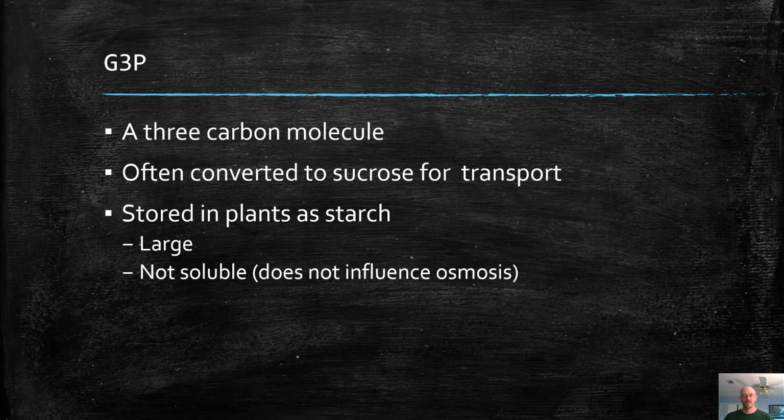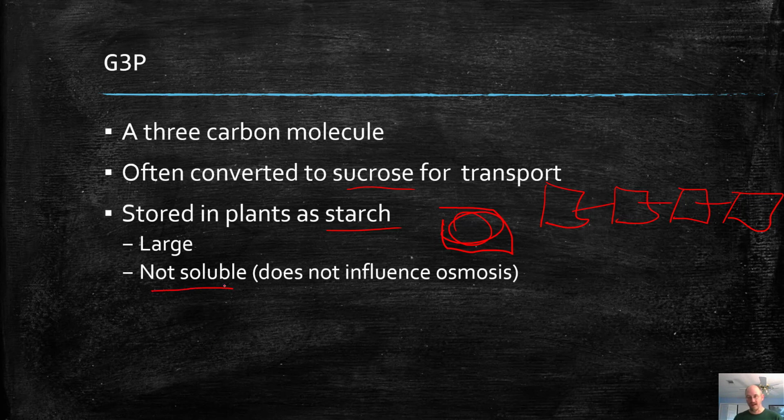A lot of times it's converted to sucrose or table sugar for transport by the plant, and then later on it's turned into starch for storage. Why starch? Because starch, as we'll learn later, is, I'm just gonna draw a box to represent glucose. Starch is a polymer of a bunch of glucoses stuck together, and therefore it's big, so it can't drift out of the cell by accident. You can store it, and it's not soluble.